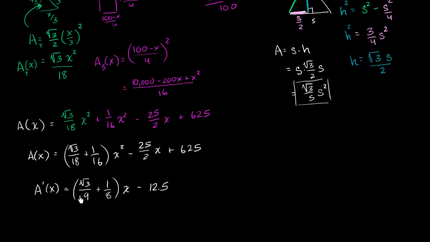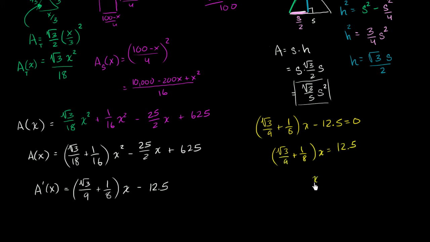So let's think about when it might be equal to 0 to find the critical points. So let's think about, and I will do this in yellow, when does square root of 3 over 9 plus 1/8 times x minus 12.5 equal 0. Well, you could add 12.5 to both sides, and you get square root of 3 over 9 plus 1/8 times x is equal to 12.5. Divide both sides by all of this hairiness, and you get x is equal to 12.5 over square root of 3 over 9 plus 1 over 8.